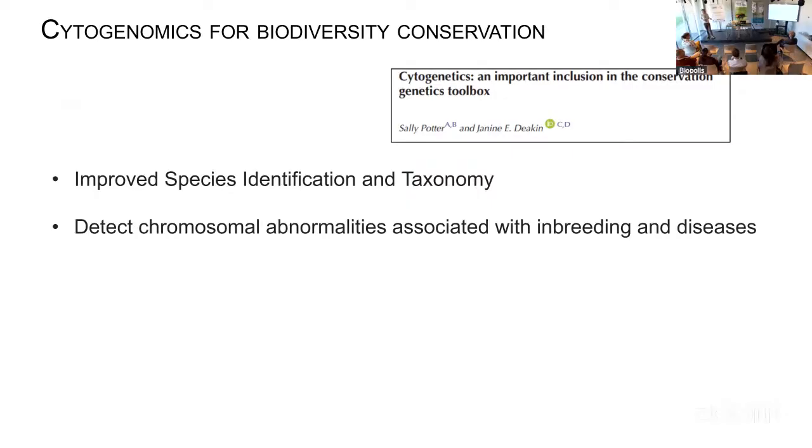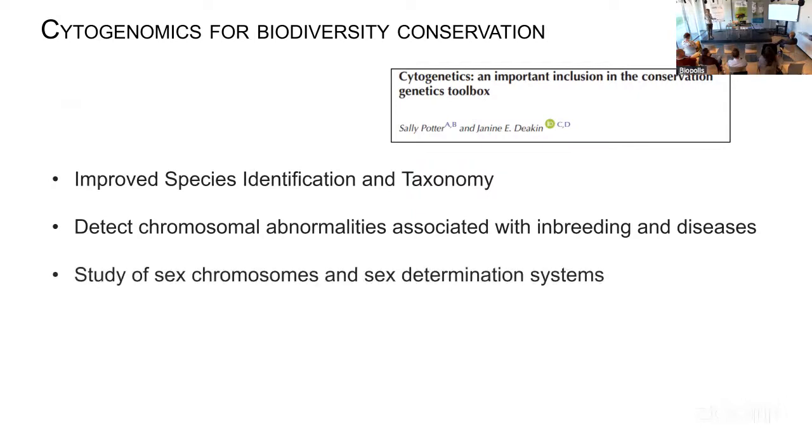And I will show you, and here we will go back to the Tasmanian devil. It can help the study of sex chromosome and sex determination system. And we will see that this is extremely important for species that rely on ex situ conservation programs. And of course, cytogenetics and cytogenomics can help also the definition of management units in the so-called population cytogenetics.